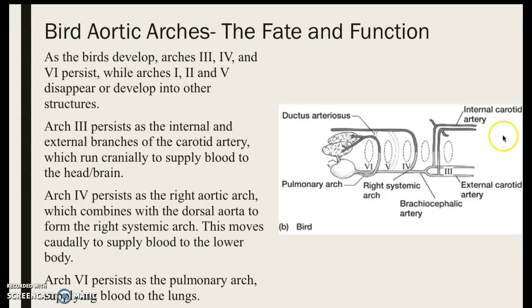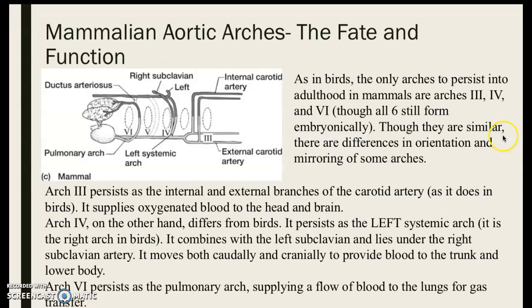Arch 4, right here, persists as the right aortic arch, which combines with the dorsal aorta to form the right systemic arch. This moves caudally toward the lower half of the body to supply blood. And then arch 6, right here, creates the pulmonary circuit. It persists as the pulmonary arch, supplying blood to the lungs.